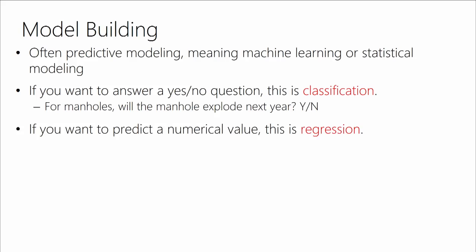If you want to predict a numerical value, this is regression. Like if you want to predict how many bicycles are going to be rented next year, right? That's a regression problem. And then if you want to group observations into similar looking groups, that's actually a clustering problem.